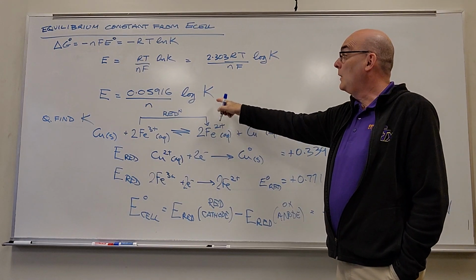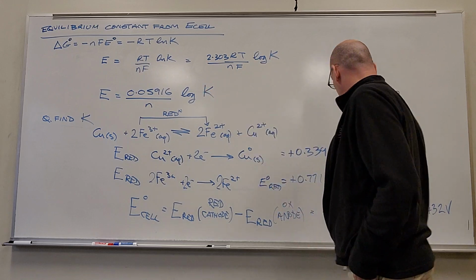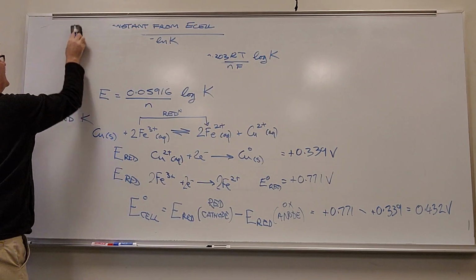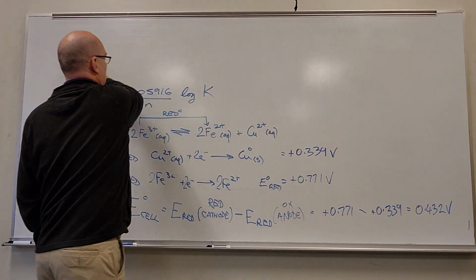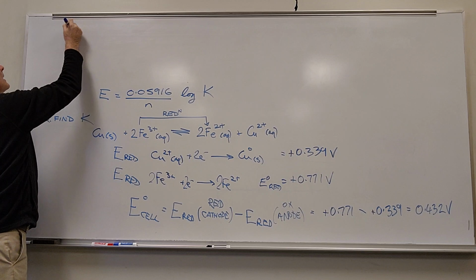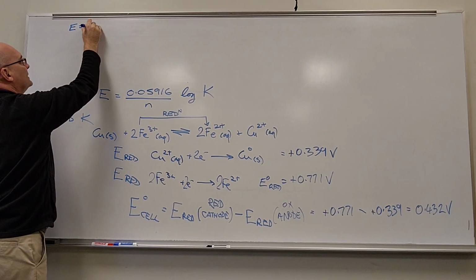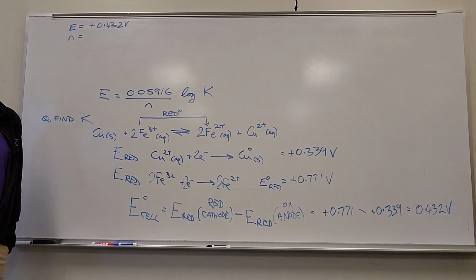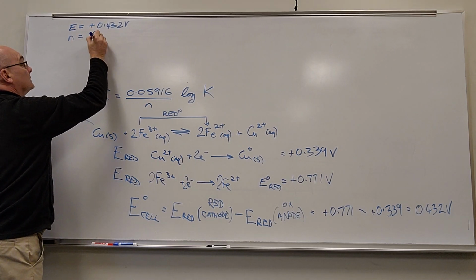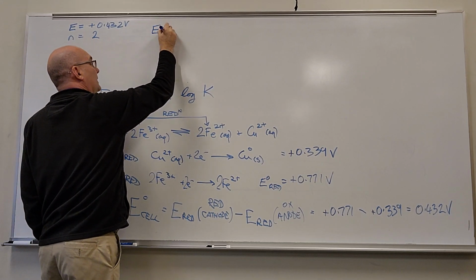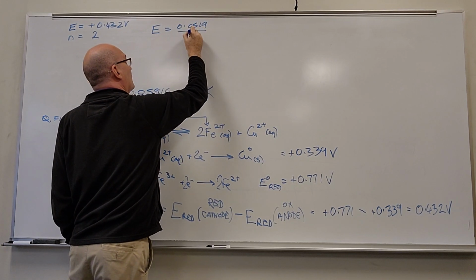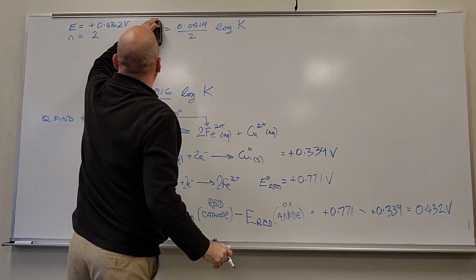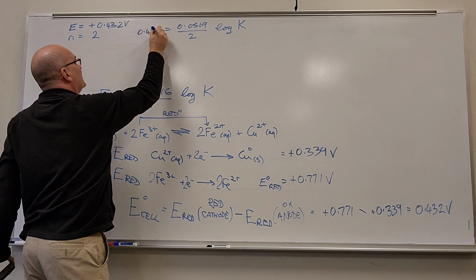Oh, so we found E. Okay, so now what are you going to do? We've found the value of E that is going to go into this equation. E is plus 0.432 volts. N equals 2, it's a 2 electron process. E is 0.0519 over 2 log K. So this is 0.432.